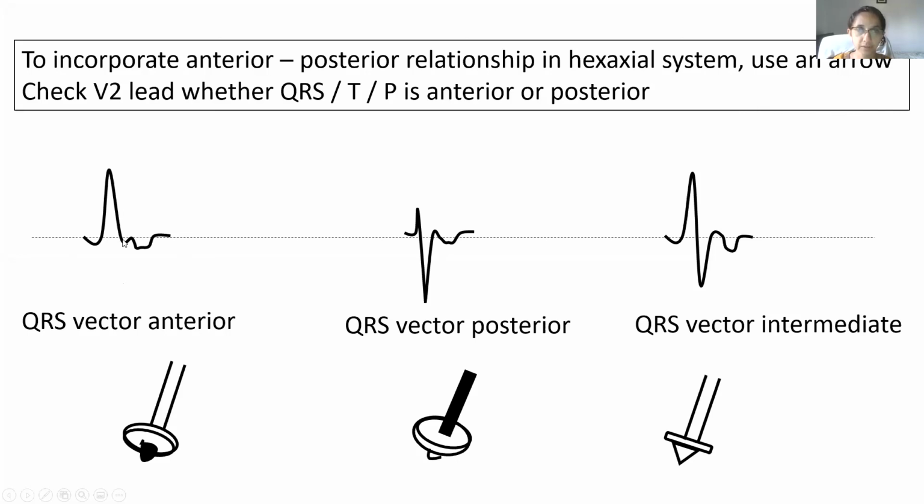This can be used for QRS, T, P, anything. If you have a significant positive deflection in lead V2, we know that the QRS vector is anteriorly directed. If my V2 has a significant negative deflection, my QRS vector is posteriorly deflected. And if it's equiphasic, it's somewhere in between. It's intermediate. And the figure which you need to incorporate is this, which commonly we don't do, but I think the understanding is important, where if it's positive, anterior, negative, posterior.